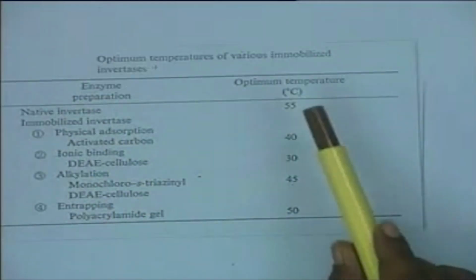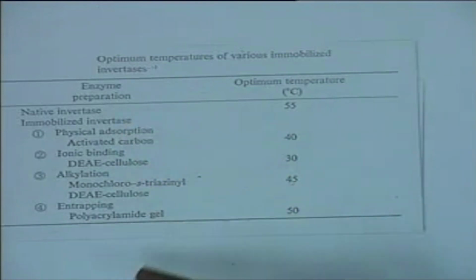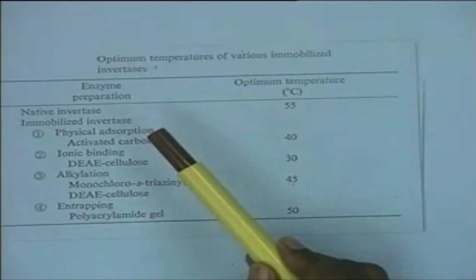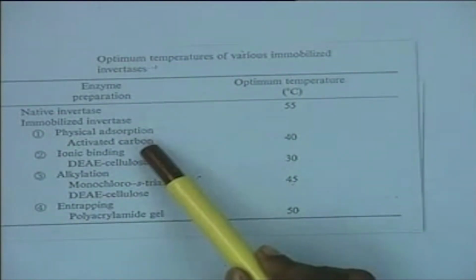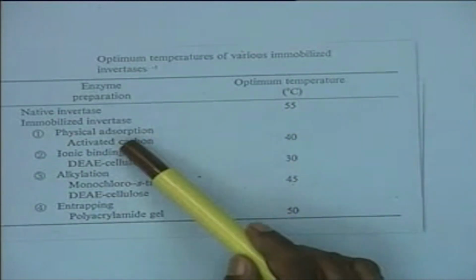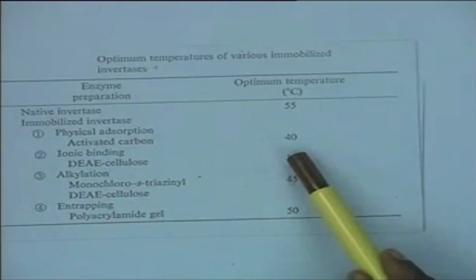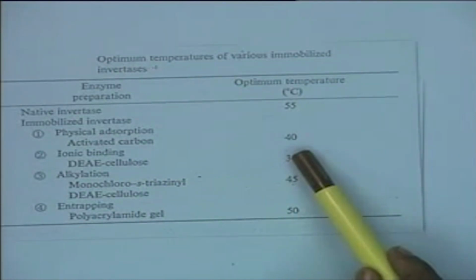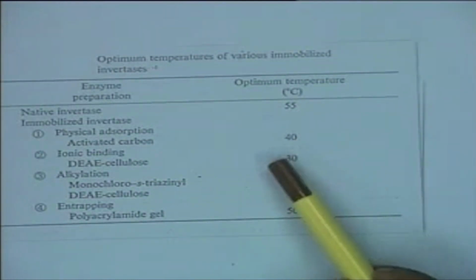So that is almost a proven fact, and obviously that is one advantage we can take of immobilized enzymes for all operational purposes. Now, as an example of optimum temperatures of various immobilized invertases, as you notice here, the native invertase has an optimum temperature of 55 degrees centigrade, and by immobilized preparations by different methods, like physical adsorption on activated carbon 40, ionic binding to DEAE cellulose 30, a very significant change.